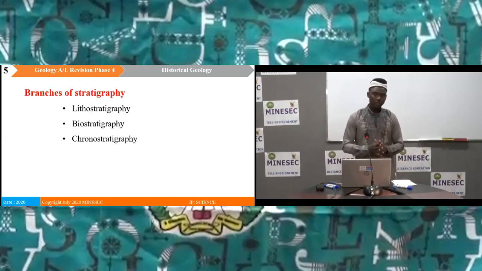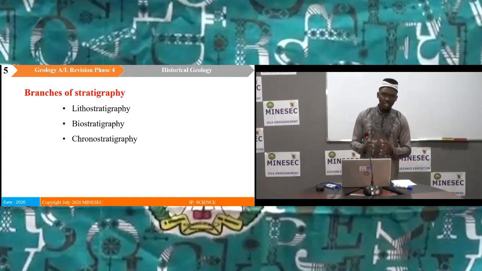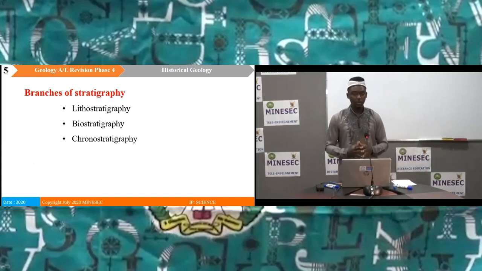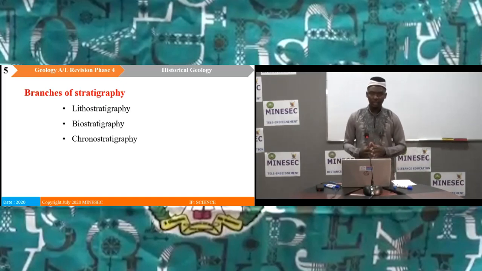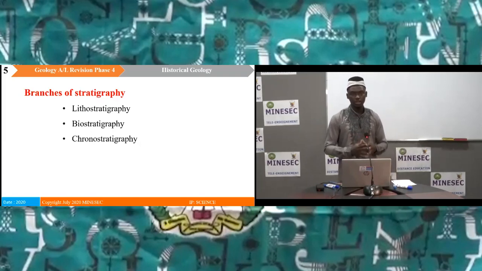Branches of stratigraphy. There are major and minor branches of stratigraphy. The major branches of stratigraphy include lithostratigraphy, biostratigraphy, and chronostratigraphy.